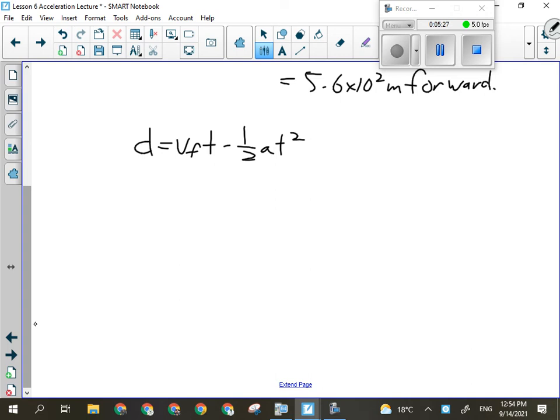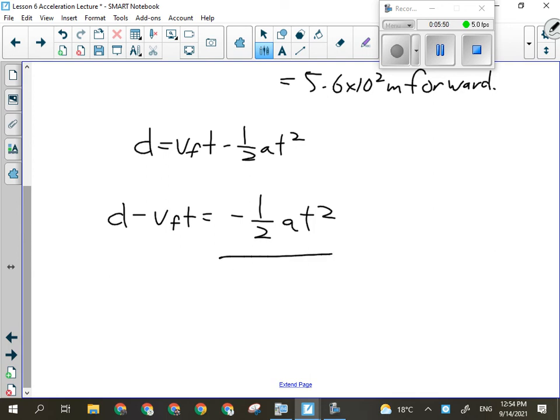What should I move first? Yeah, you can move the VFT. So I'm going to go D minus VF times T. That's going to equal negative 1/2 AT squared. Okay, I have to keep that negative there. Now I want to get A by itself, and I want to get rid of that negative.